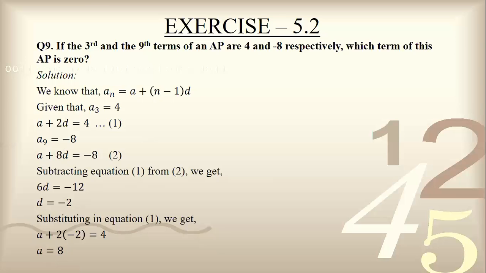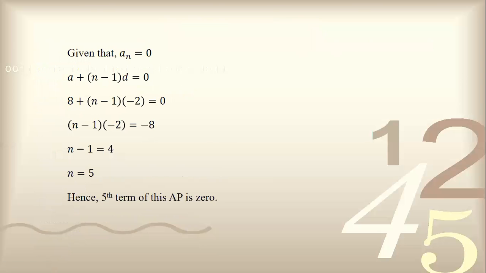We got a and d. Which term of this AP is 0? So an, whatever we want to find, we'll consider to be the last term. So an is 0. An formula is a plus n minus 1 into d, equal to 0. So 8 plus n minus 1 into minus 2 is 0. N minus 1 gets solved to be 4. So n is 5. Fifth term of the AP will be 0.